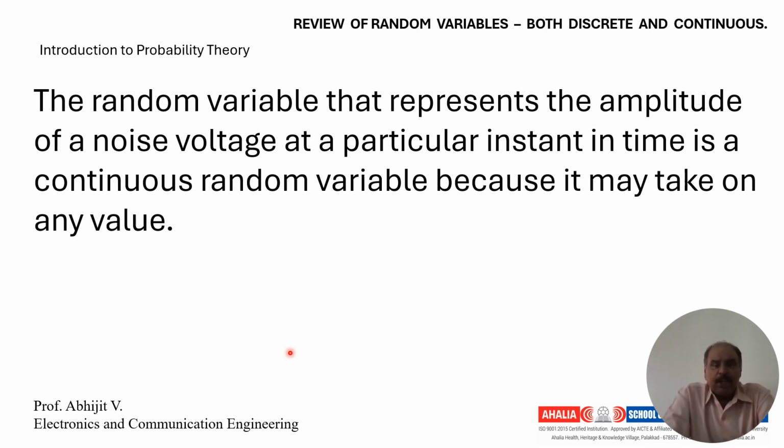The random variable that represents the amplitude of a noise voltage at a particular instant in time is an example of a continuous random variable, because it may take any value at any point of time. So listen here, as an example for a continuous random variable, you can take a voice signal, which we'll be processing very commonly. Explain what is a discrete and continuous random variable with necessary examples. If a question appears, you need to write answers with examples.